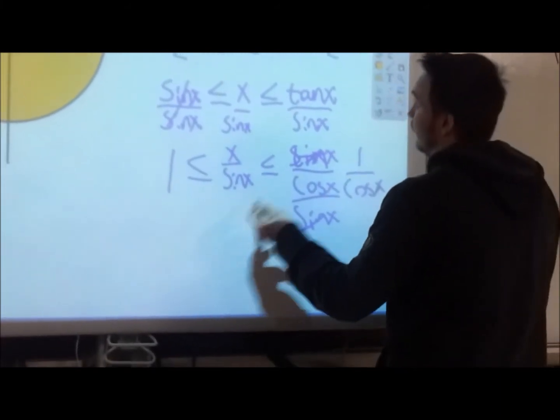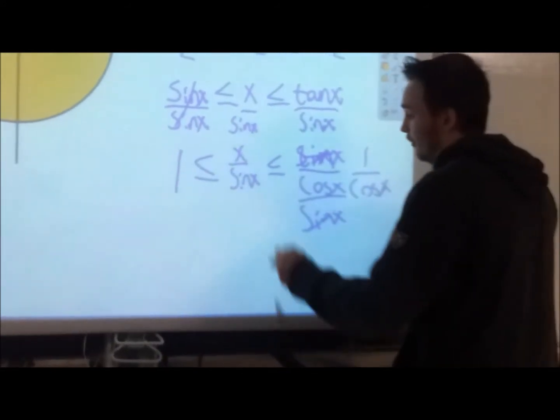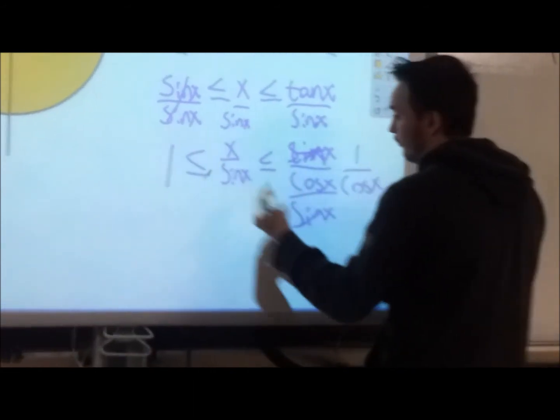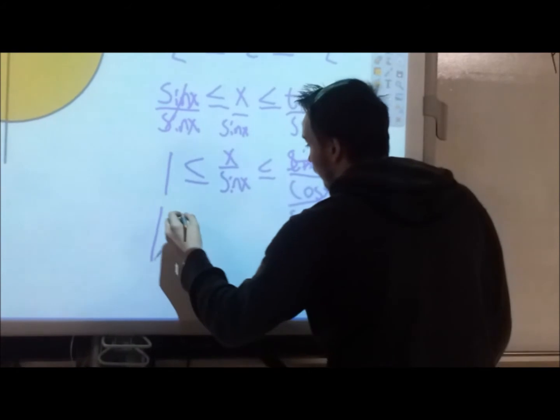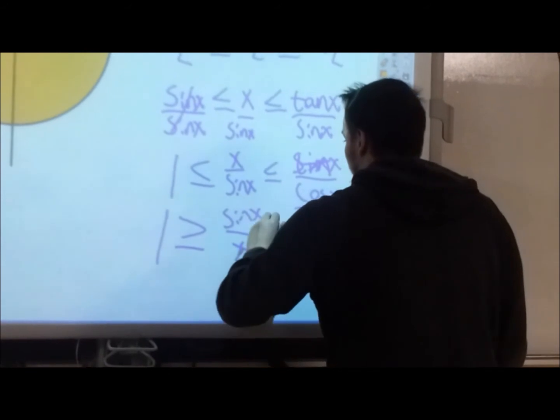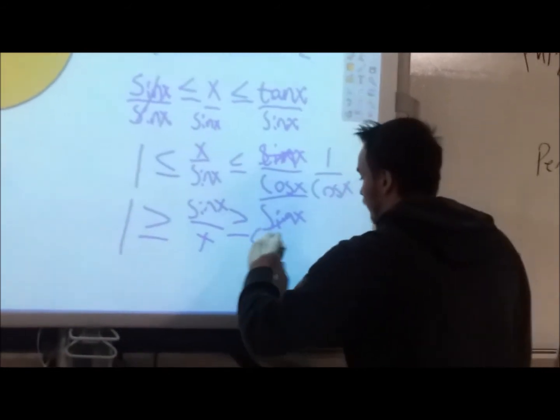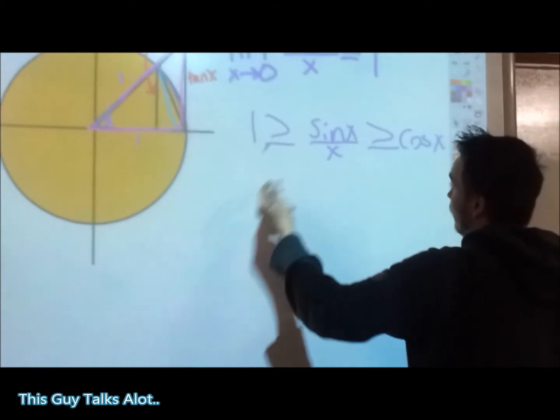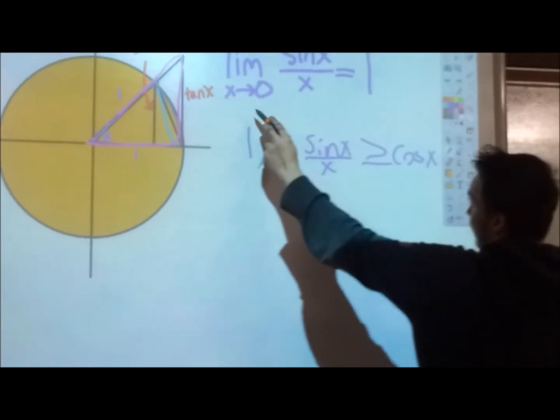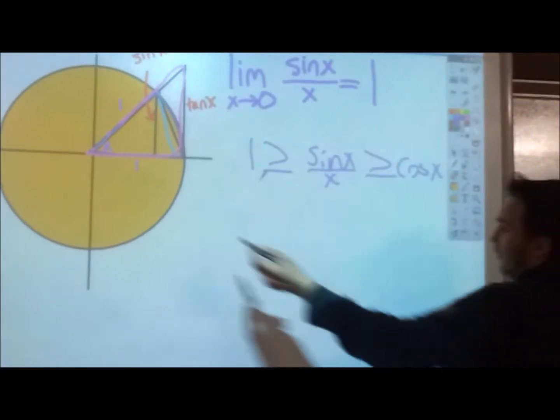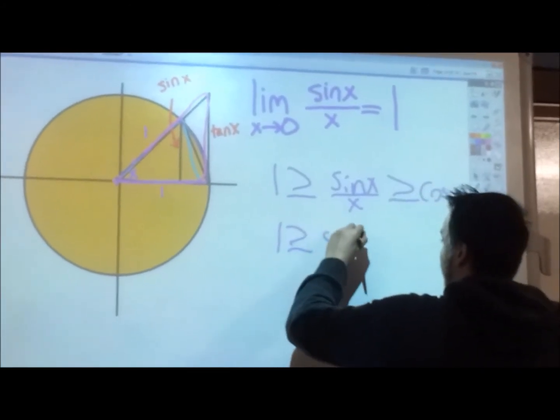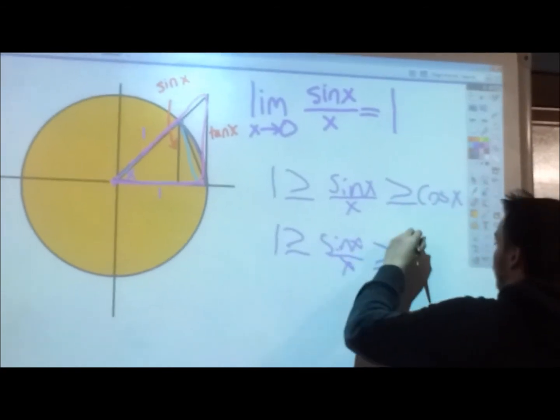You can see that this is pretty close to sine x over x. So we're going to flip everything, and since we're flipping the whole thing, the signs are also going to flip. 1 over 1 flipped is just 1. It's greater than or equal to sine of x over x, which is greater than or equal to cosine of x. The limit of sine of x over x we don't know quite yet. And the limit of cosine of x as x approaches 0, well, cosine of 0 is just going to be 1. So we can change this to 1 is greater than or equal to sine x over x, which is greater than or equal to 1.